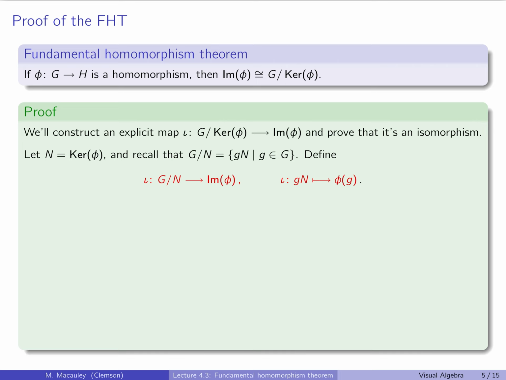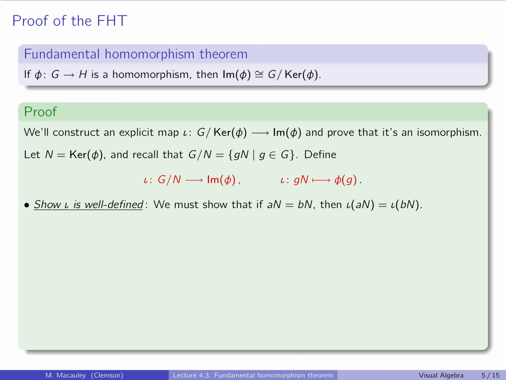I've already explained in the previous 2 slides how that map should be defined, so the only challenge here is writing that down formally. So let's take a coset in the domain, call it gN, and which element in the image should we send that to? Well, we don't really have any choices. Well, we have g as a representative in this coset, so let's just pick phi of g.